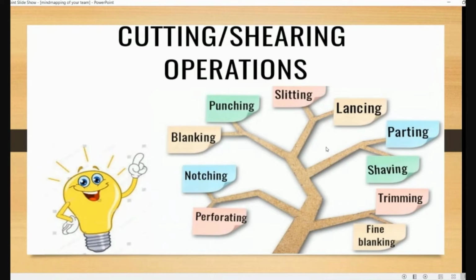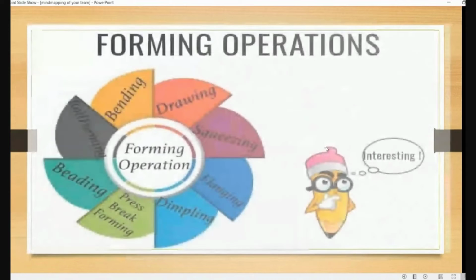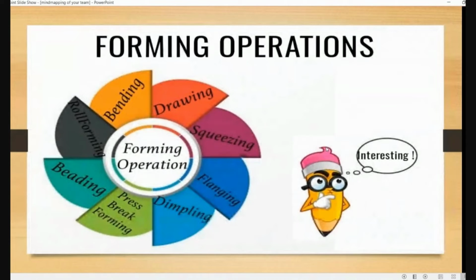Thank you, Ritik. Here my topic is forming operation. In this operation, the stresses are below the ultimate strength of the metal. There is no cutting of the metal, but only the contour of the workpiece is changed to get the desired product. This operation includes bending, drawing, squeezing, and many more.